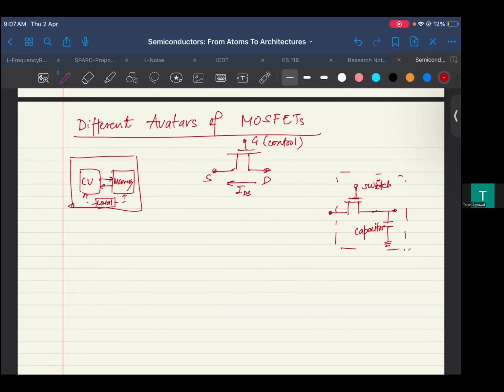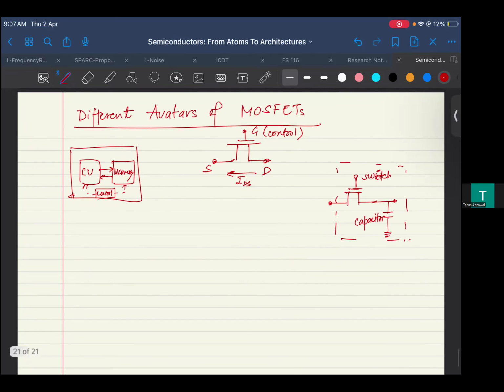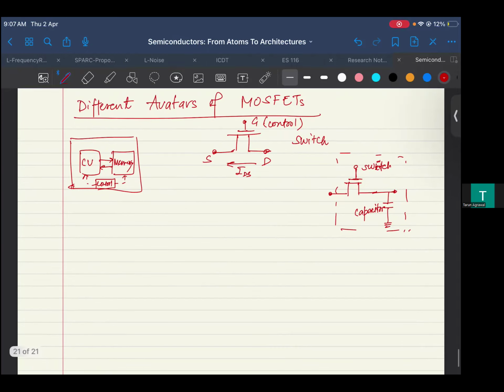There's nothing new. So what is the avatar you are talking about? Are you talking about it being used as a switch in different circuits? No, that is not what we mean by avatar. Avatar means a different manifestation of this, right? This is a use of that switch, the functionalities of a switch. So now the question is, what other forms or manifestations can it have?